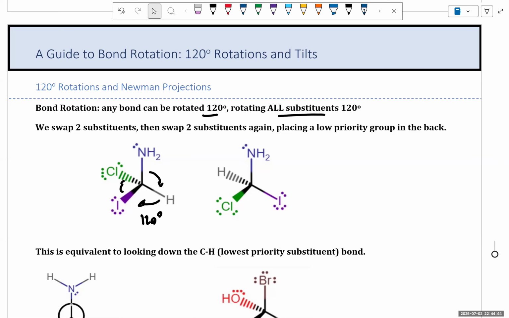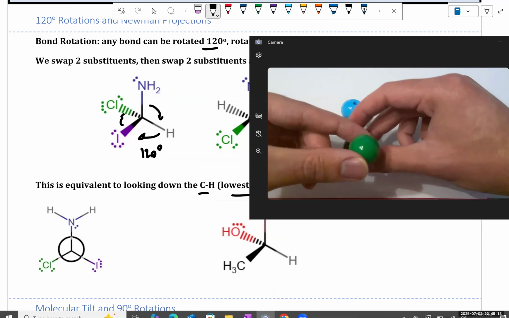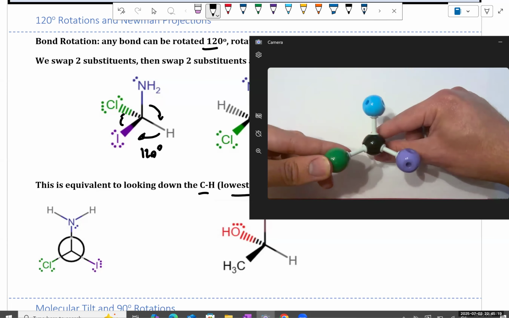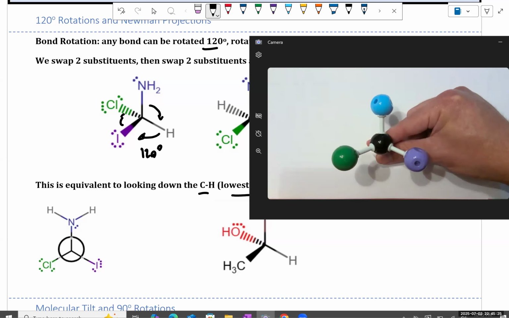You can do the same thing via swapping substituents, but if you have a model, you can just rotate your molecule however you want. Because we're often aiming to get the lowest priority substituent, which is often hydrogen, in the back, this is often equivalent to looking down the carbon-hydrogen, or the lowest priority substituent carbon-attached, bond. To show what's happening here, if I want to place the hydrogen in the back, I just find the carbon-hydrogen bond and look down it. As we can see in this Newman-like view, the chlorine's on the left, iodine's on the right, the amine's up top.